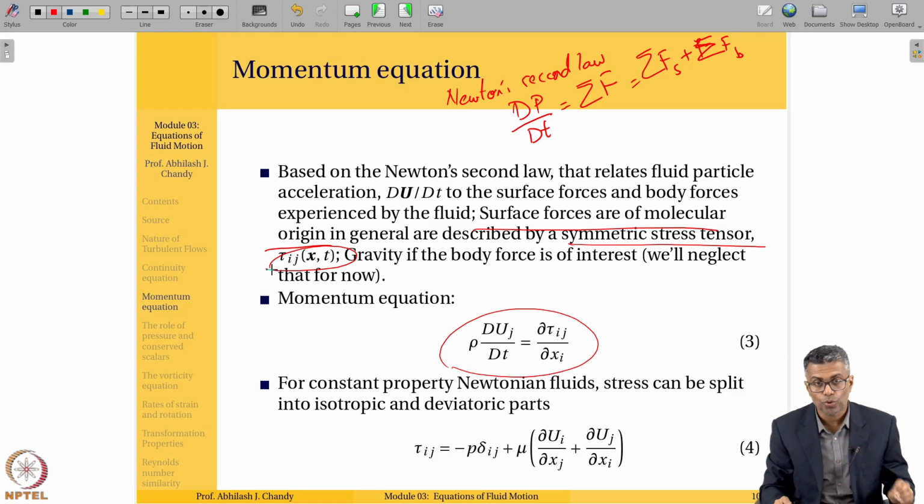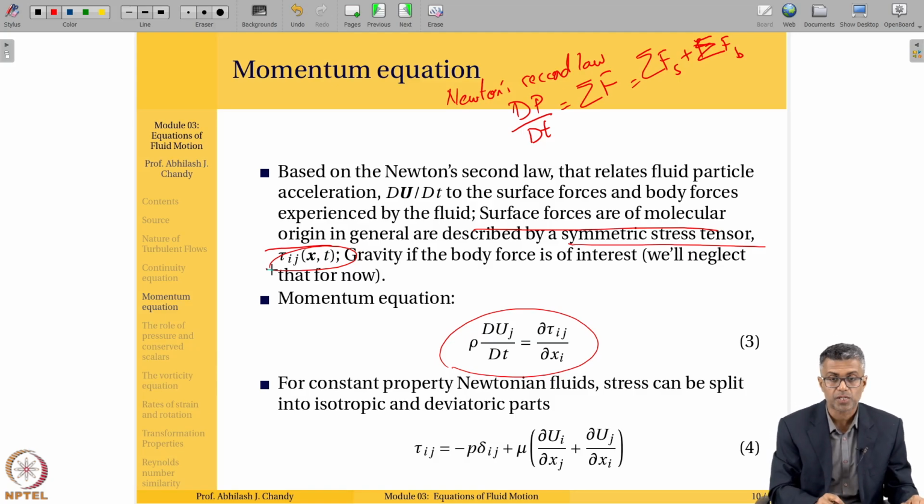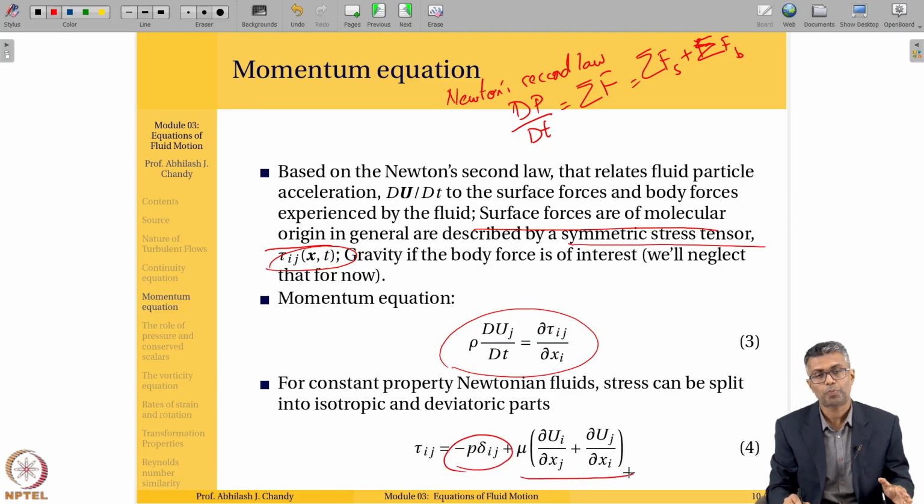For Newtonian fluids, which is what we are going to consider in this class, you can split the stress term into an isotropic part and a deviatoric part. Isotropic means it is independent of the direction or rotation. So the pressure is the isotropic part. It doesn't matter which direction it is. Pressure is a scalar, right? So you just have pressure at a point. That's why you're writing it as minus P delta ij.